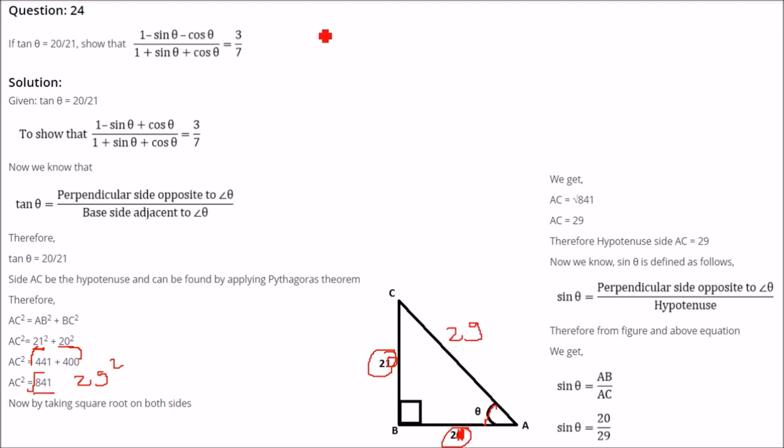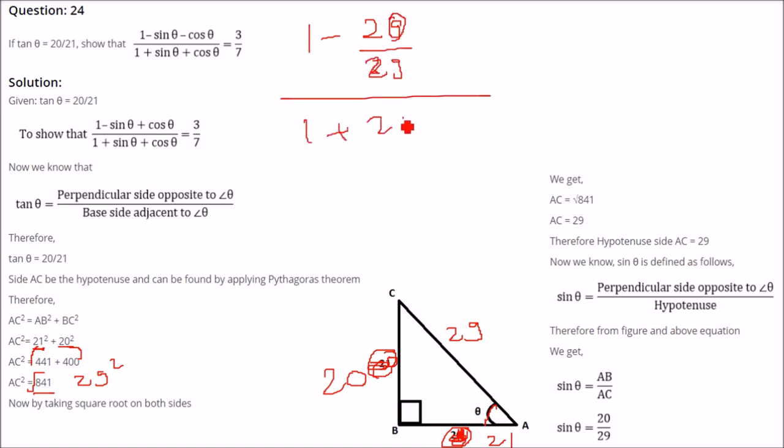Now just put the value. 1 minus sin theta. Sin theta is perpendicular upon hypotenuse. Let me write it again. This is 20, this is 21. Hypotenuse is 29. Sin theta is perpendicular over hypotenuse, 20 by 29. Then 1 plus 20 by 29, perpendicular upon hypotenuse. Now cos theta. Cos theta is base upon hypotenuse, 21 by 29. That is plus 21 by 29.